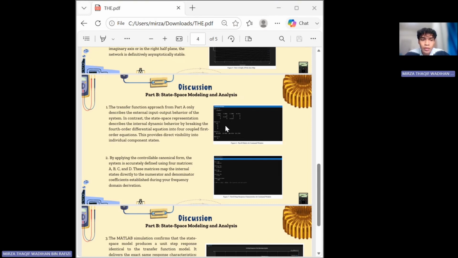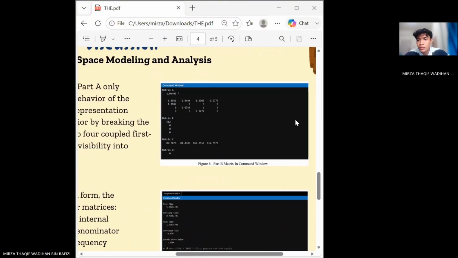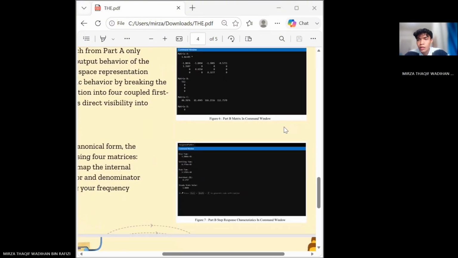Second, using the controllable canonical form, we map those internal states into these standard matrix numbers A, B, C, and D. All the numbers you can see in this screenshot directly match the numerator and denominator coefficients we calculated by hand earlier in part A.